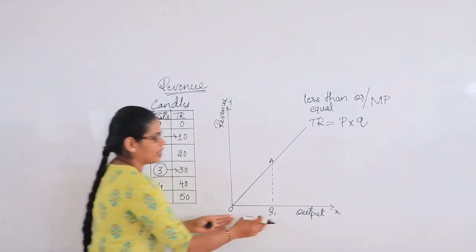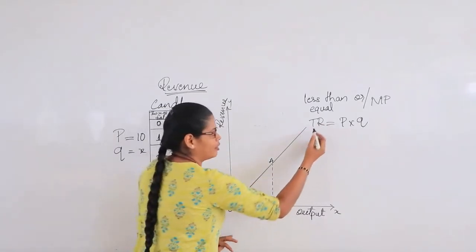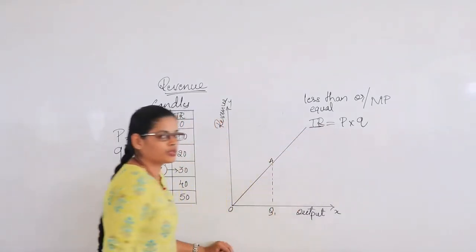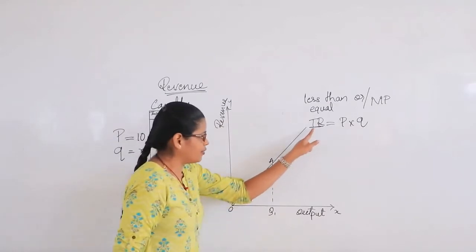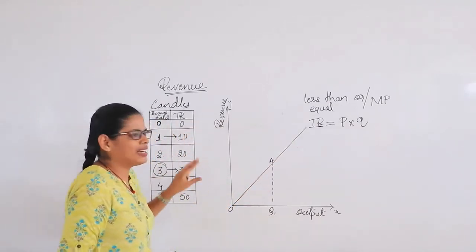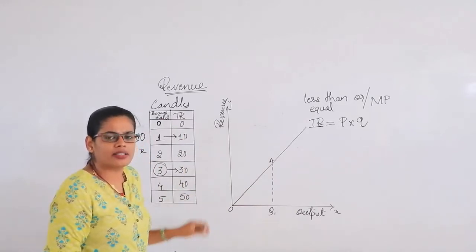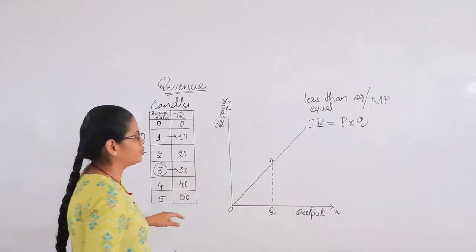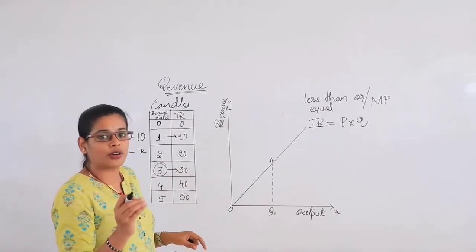Coming to this graph, this is the graph which is talking about the curve of the total revenue. So this is the total revenue curve. Okay. So what we have to understand when we are talking about this total revenue curve is, here we have to keep in mind 3 important points.